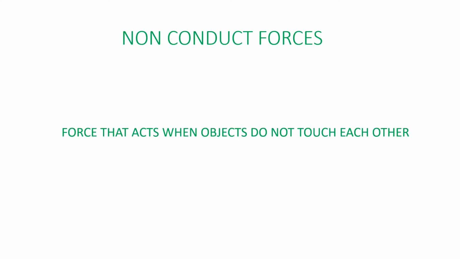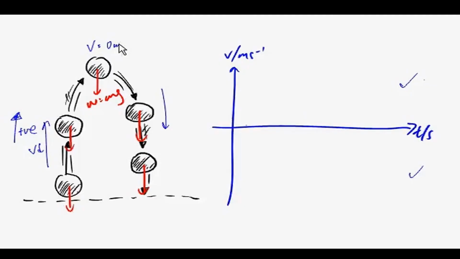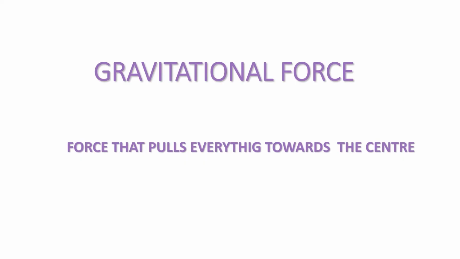We shall now focus on non-contact force. Non-contact force is the force that acts when objects do not touch each other. When you throw a ball up, the ball moves forward. The speed reduces slowly and becomes 0 at a particular point and then it starts coming down. What is the force that pulls the ball down? It is gravitational force. Dropping your pencil, falling down by slipping are all examples of gravitational force.